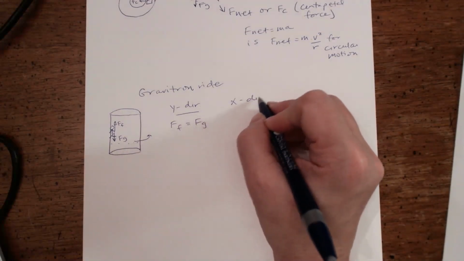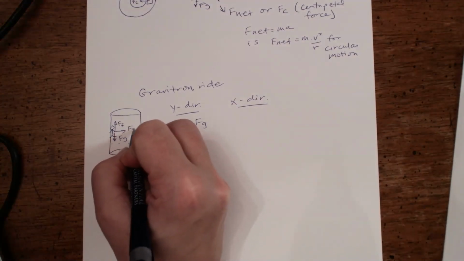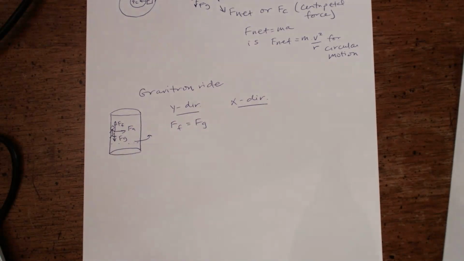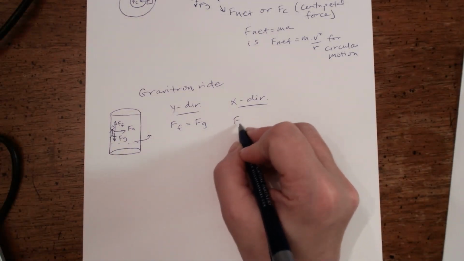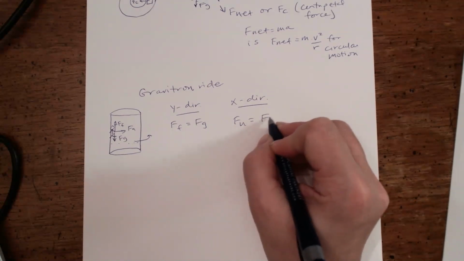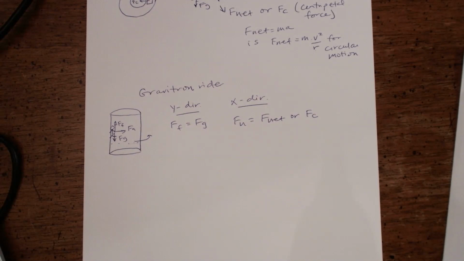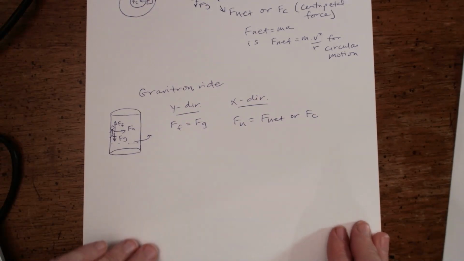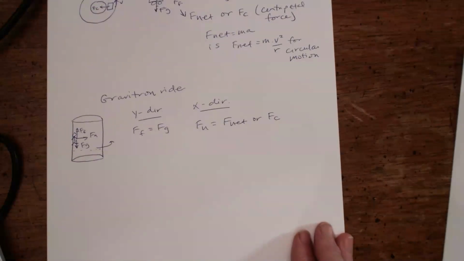In the X direction, we've got a normal force from the wall of the cylinder pointing towards the center of the circle. So normal force here is our F net, or our centripetal force. That's what's actually causing us to stay in circular motion. If you took that away, like we did with the ball and the hoop, then we wouldn't be continuing in that circular motion anymore, right?